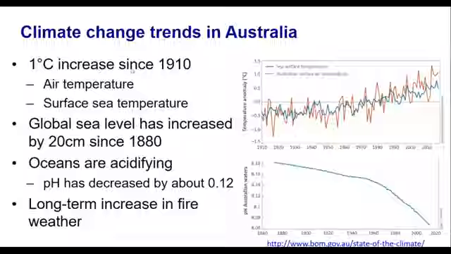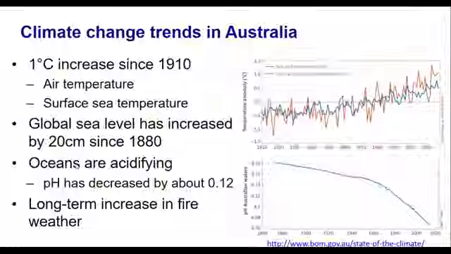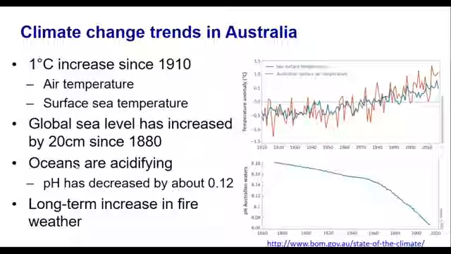So there's been a 1 degree increase since 1910 in air temperature and surface sea temperature. The air temperature and the surface sea temperature are intimately linked, as we'll talk about later. There's been a global sea level increase by about 20 centimeters. The oceans, with increasing CO2, are acidifying slightly. So the CO2 changes into an acid in the ocean, and pH therefore decreases. There's been a long-term increase in fire weather, so periods of hot, dry days.